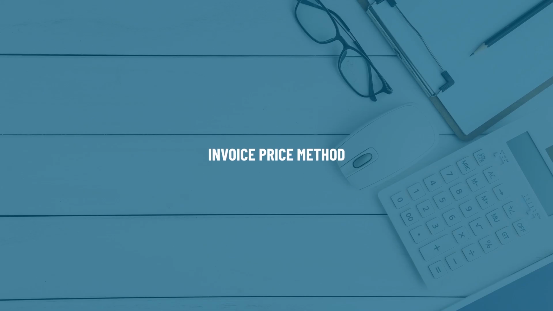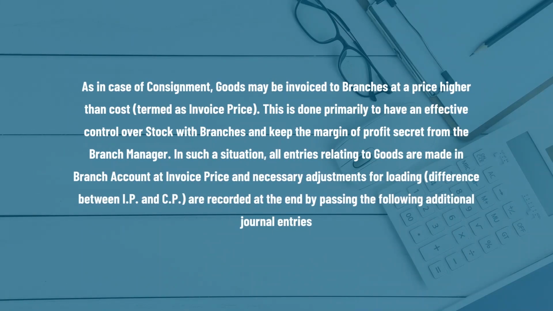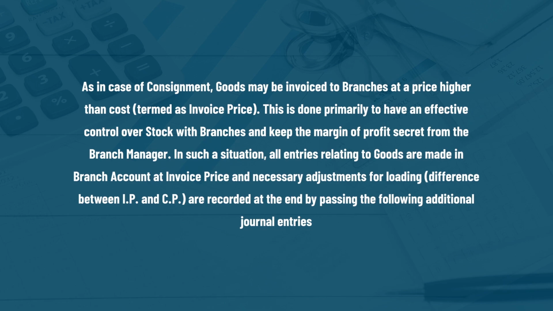Invoice price method. So, what actually is the invoice price method all about? When the goods are sent by the head office to the branch office, in order to conceal the actual amount of profit, the head office sends them at a higher price than the cost, which is known as invoice price.